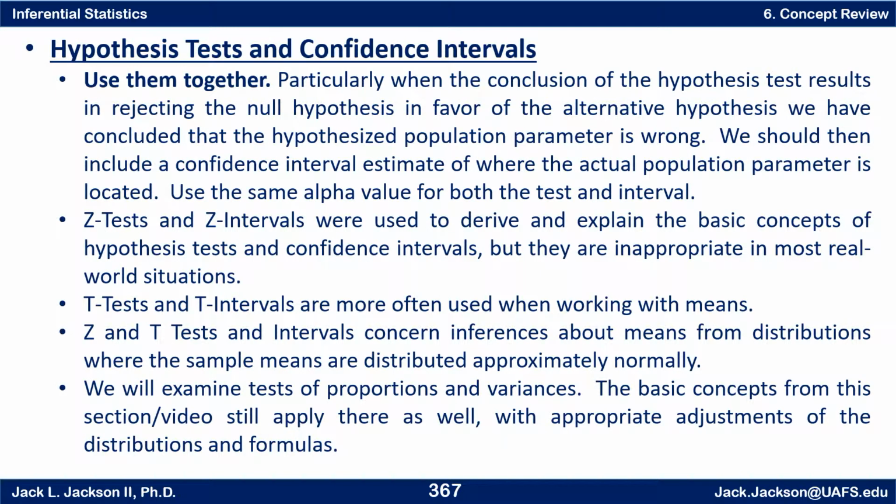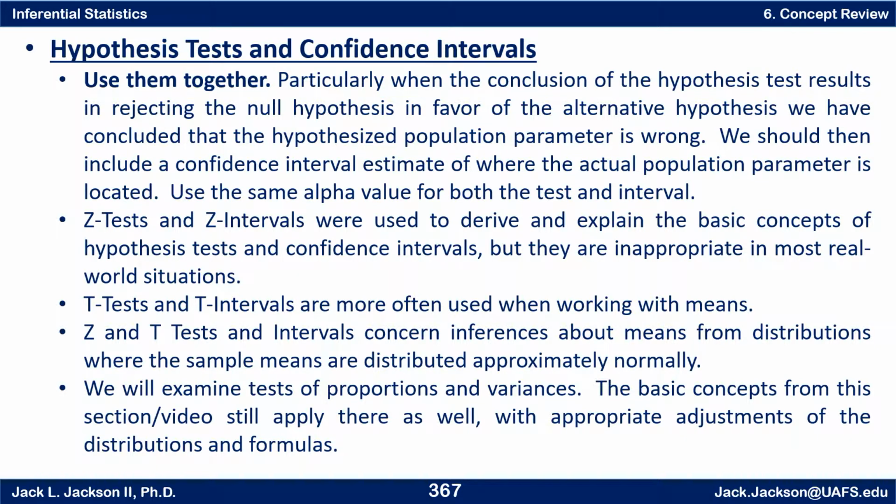How about hypothesis tests and confidence intervals? Well, we should use them together. They're much stronger if we use both of them together. Particularly this is true when the conclusion of the hypothesis test results in rejecting the null hypothesis in favor of the alternative hypothesis. We have concluded that the hypothesized population parameter is wrong. We should then include a confidence interval estimate of where the actual population parameter is located. Use the same alpha value for both the test and the interval.